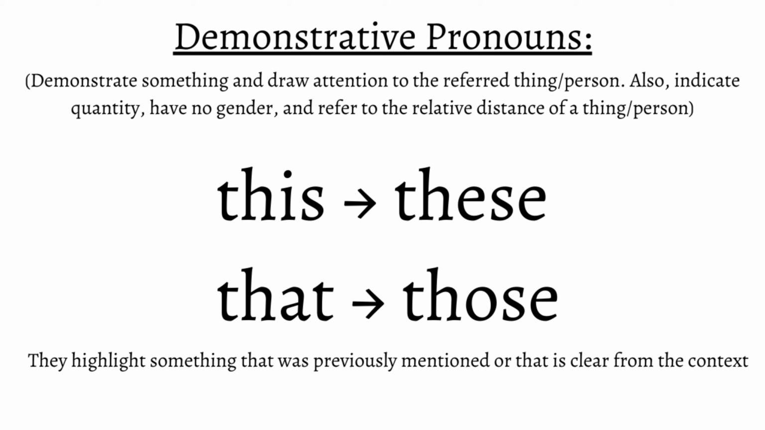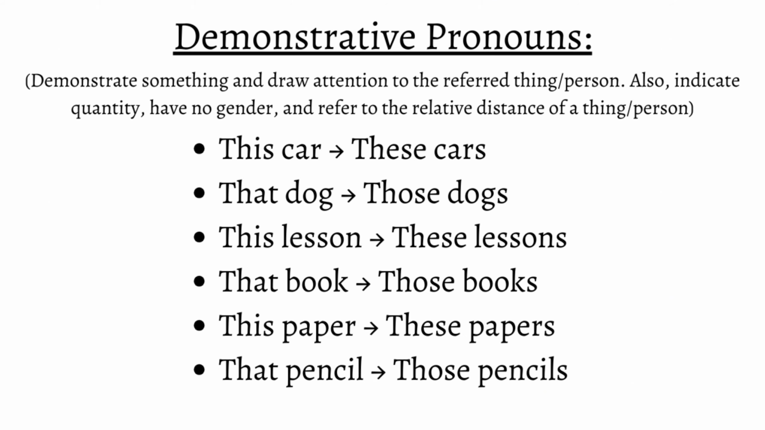They highlight something that was previously mentioned or that is clear from the context. For example, this car, that dog, these cars, those dogs, this lesson, that book, these lessons, those books, this paper, that pencil, these papers, those pencils. This is how simple demonstrative pronouns can be.